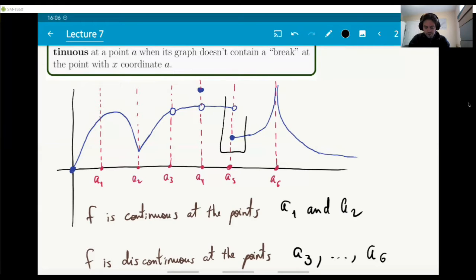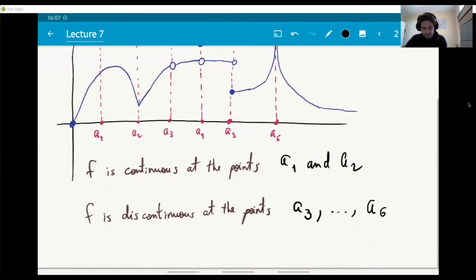A5 is an example of what's called a jump discontinuity. The graph was coming towards this height here as it was approaching A5 from the left side, but suddenly the value at A5 is much smaller. It jumped all the way down suddenly. And A6 is what's called an asymptote discontinuity, simply because the graph is going towards plus infinity in there. Even if there was a value associated to A6, this would be a discontinuity.